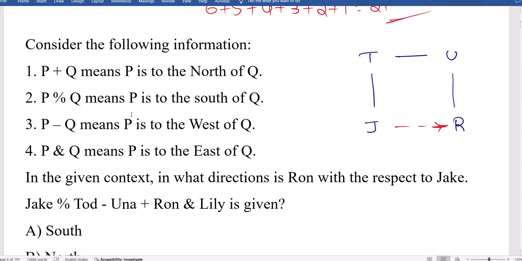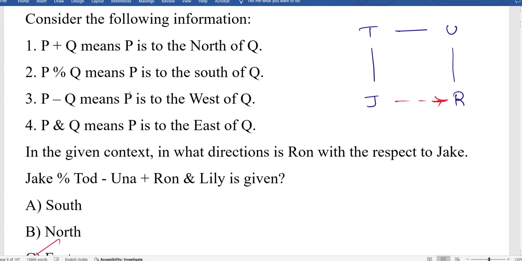Ron with respect to Jake. Distance not given means we consider all are equal distance: 1 meter, 1 meter, 1 meter, like this. Sometimes they'll define P plus Q means P is 5 meters to the north of Q, and P percentage Q, P is 4 meters to the south of Q. Some distance is also mentioned. Here it is not mentioned, fine. If they mention it, we'll consider it. Here not mentioned means we'll consider all equal distance everywhere. From Jake, Ron is exactly on the right side. So right means east. We have to go with the option east.